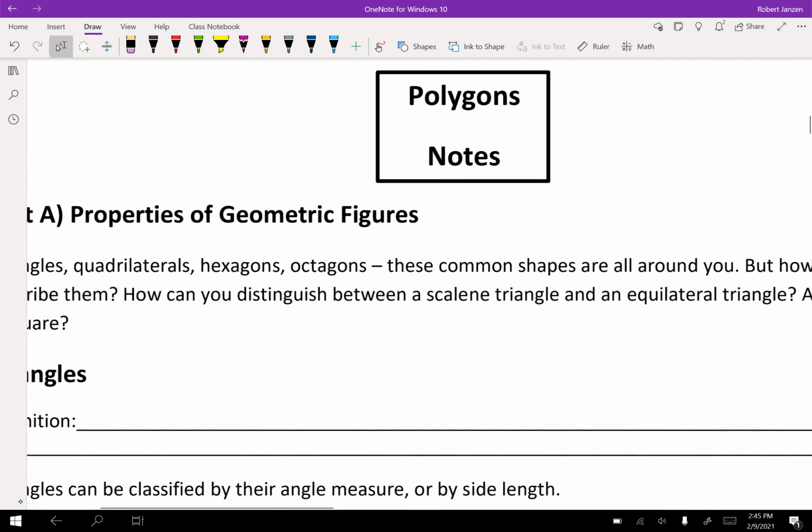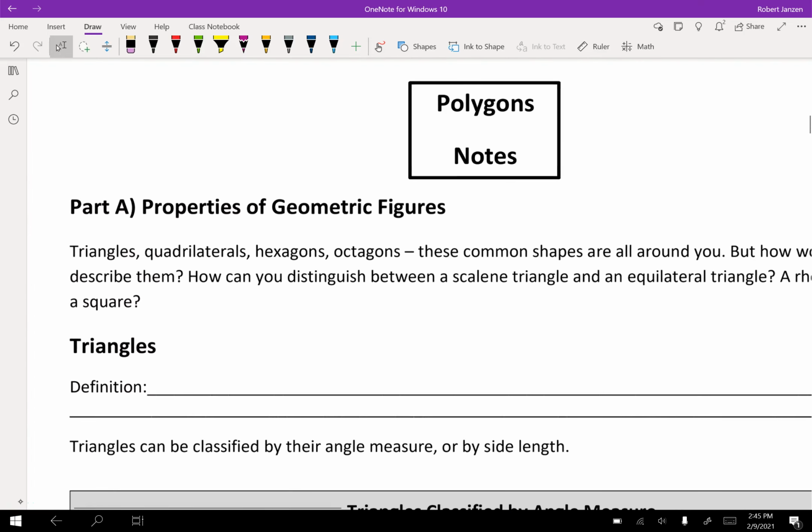The next lesson is on polygons, and it's basically more specific information from that first introductory lesson. What you're going to need to know here is what actually determines these different shapes. What is it that makes them unique?